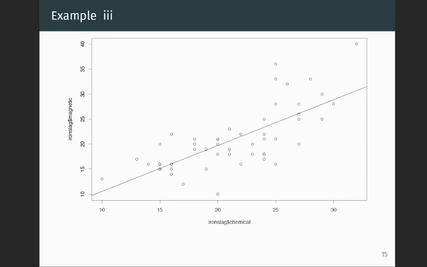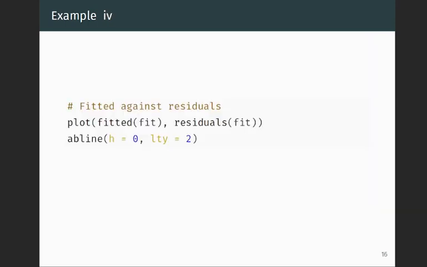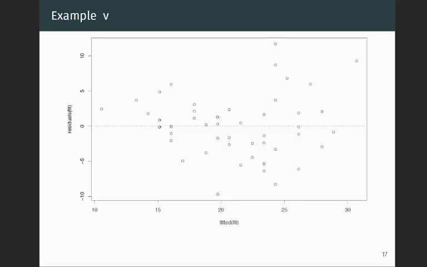Okay. We can also look at fitted values against the residuals. So I'll be plotting the fitted value on the x-axis, the residuals on the y-axis. And I'm also plotting a horizontal line here. So h equals 0 corresponds to a horizontal line passing through y equal to 0. And this is what we get. And the reason why we're adding the horizontal line is that we expect no correlation between the fitted values and the residuals if the model holds.